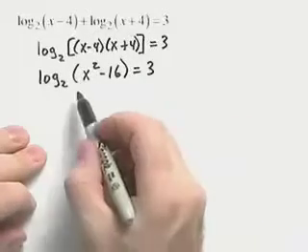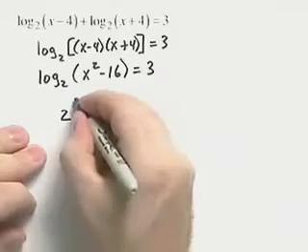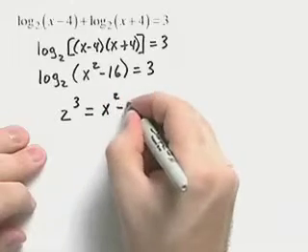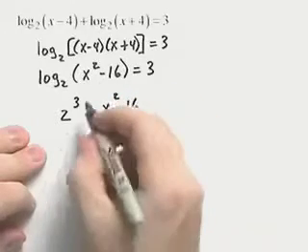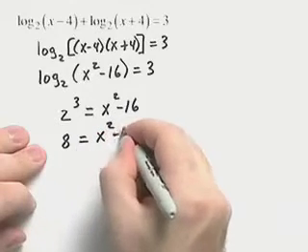We've got a logarithmic form here. We want to change that to an exponential form. So we're going to take the base 2, raise that to the third power, and that has to equal the inside, x squared minus 16. 2 cubed is 8. So 8 is equal to x squared minus 16.